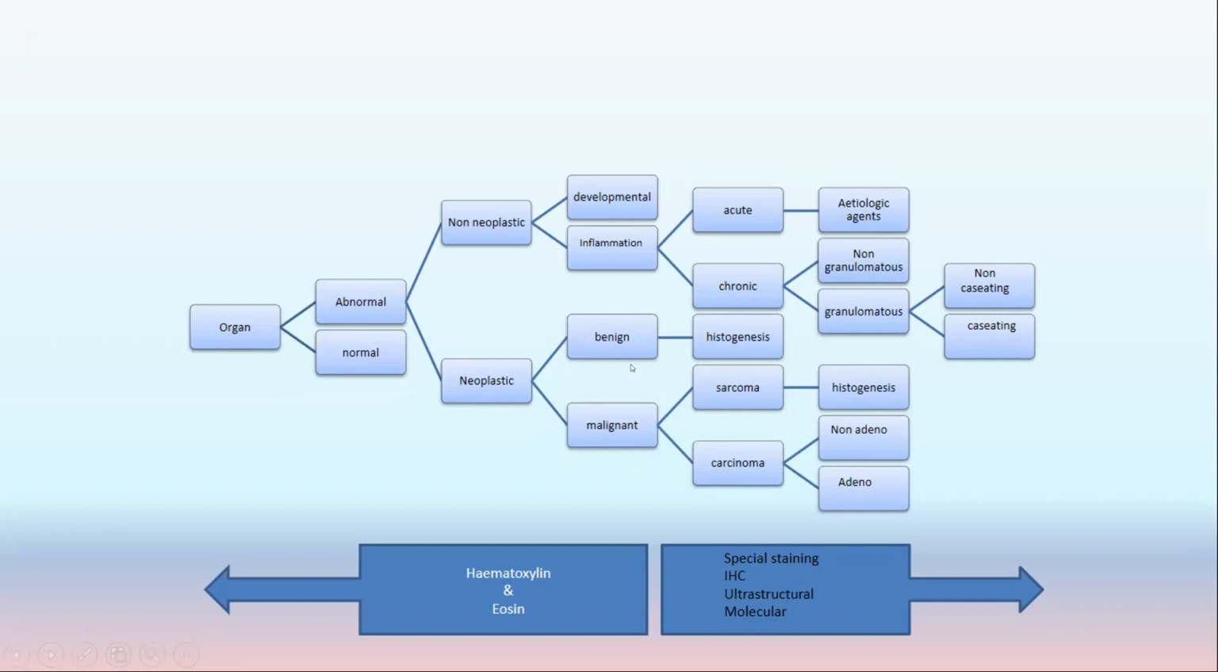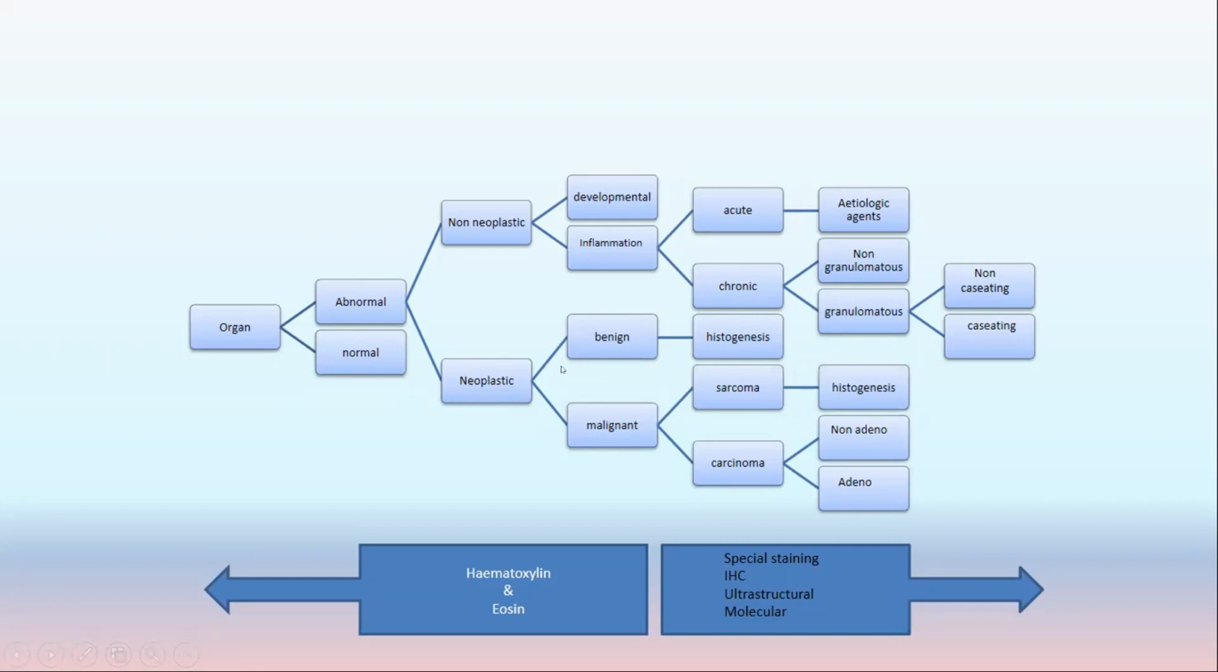Okay, based on the features, you should know what separates benign from malignant. If you think it's benign, you go straight to finding the origin of the tissue, whether it is probably a glial tissue, adipose tissue, or muscle tissue. For example, a benign tumor of adipose tissue is a lipoma.